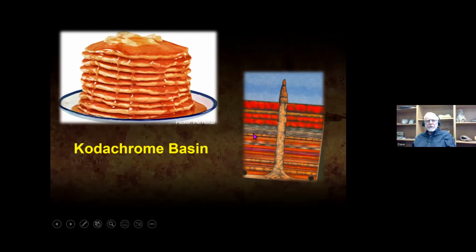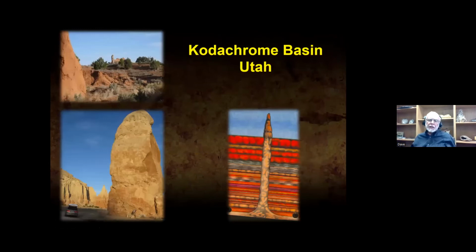Well, that's what happens. Kodachrome Basin in Utah. This is the national park diagram of what they see here. You see the bottom pancake pushing its way up through all of these other layers, right up through all the pancakes and through the butter and the syrup on top. Here's one right here, and the root of that is way down below. Here's another one of them right up into here.